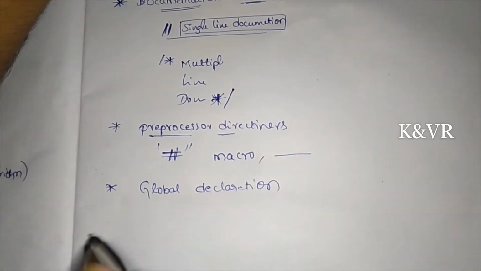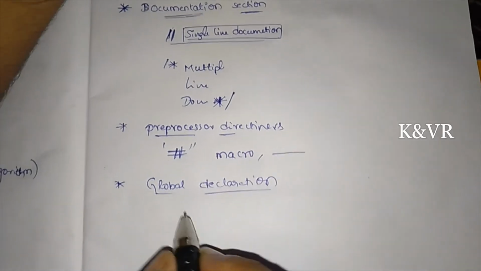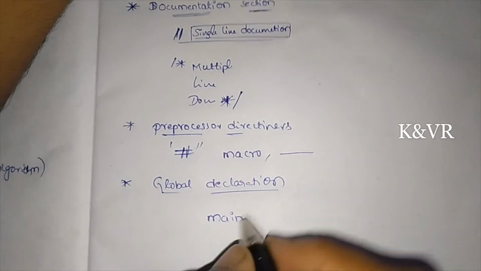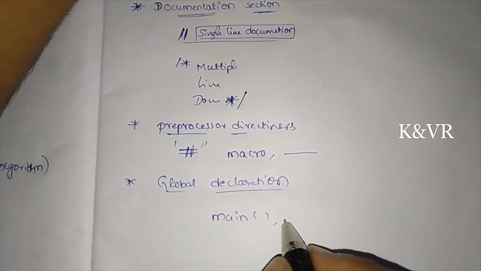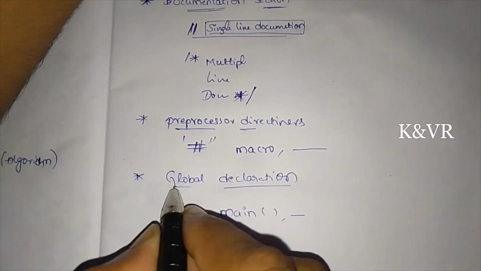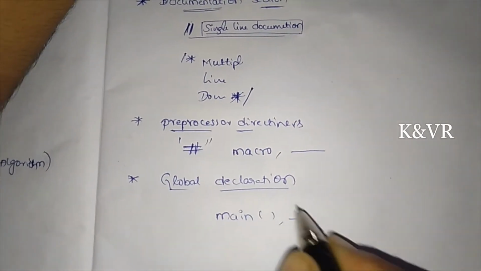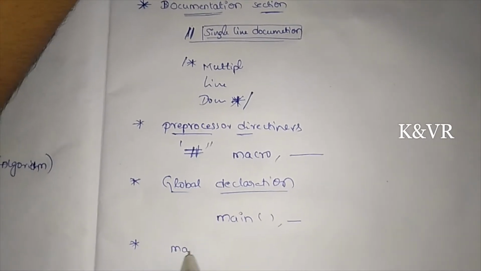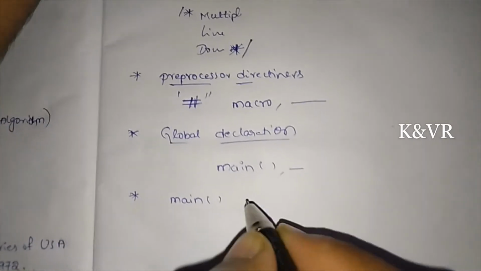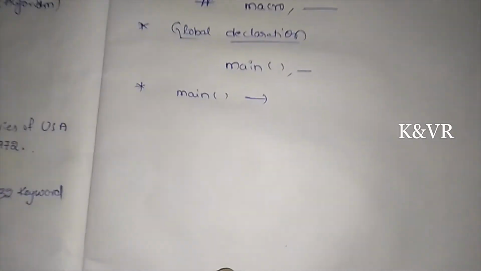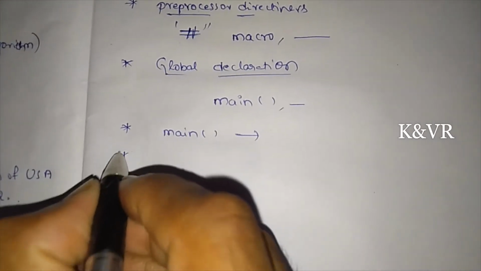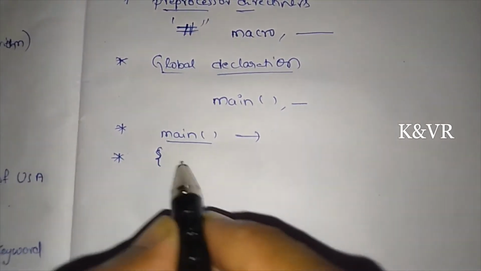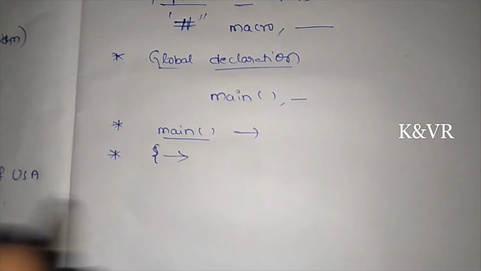Here we declare some variables which we use in the main function and throughout the program. The variables we declare in this global section can be used in the entire program wherever you want. And the next one is the main function. From the main function onwards, our C program starts execution, and we open the main function. That means the scope of this main function starts from here onwards.